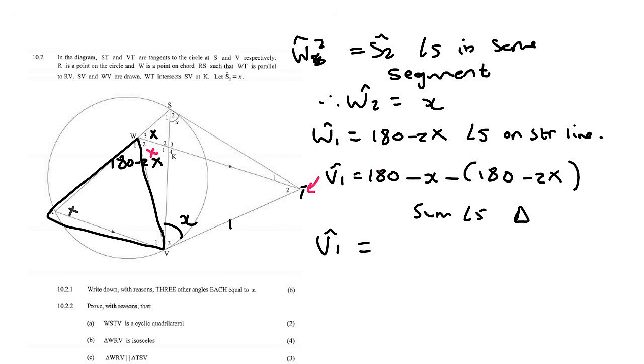And so if we go through it, you would find out that V1 is equal to x. Now check that out. That's x, this is x, so that means it must be an isosceles triangle. Therefore, WRV is an isos triangle.